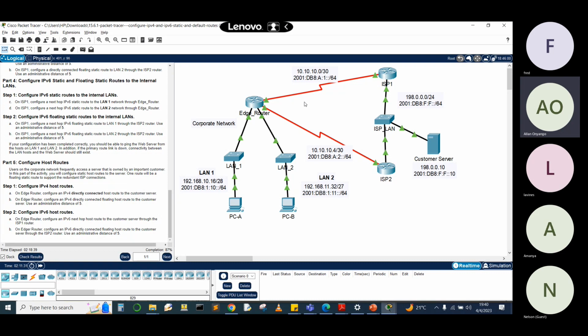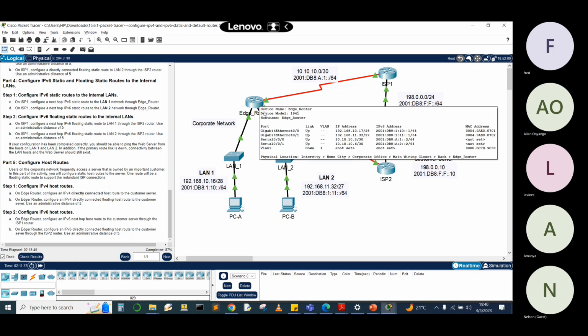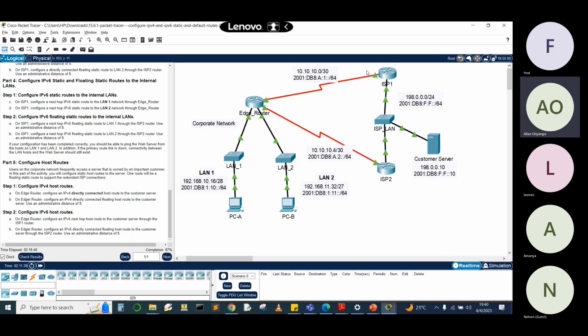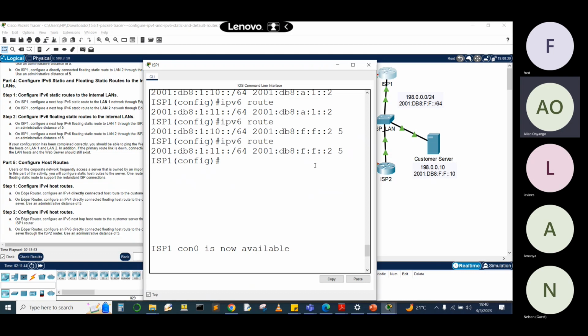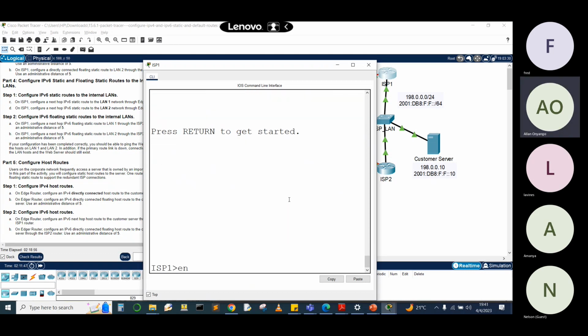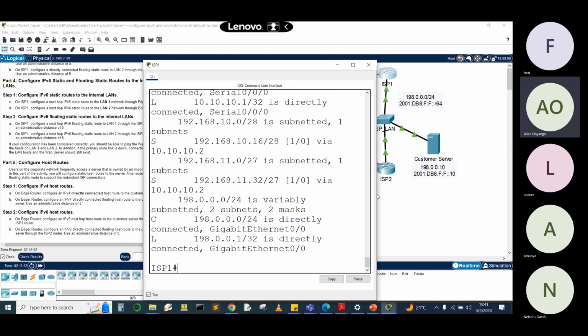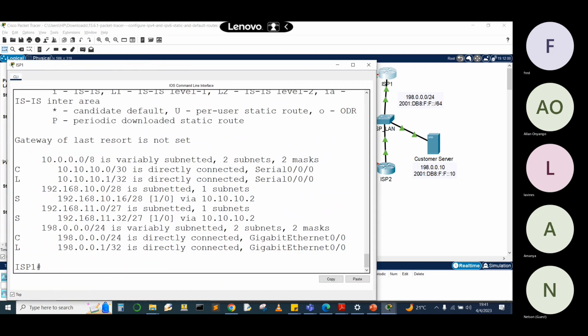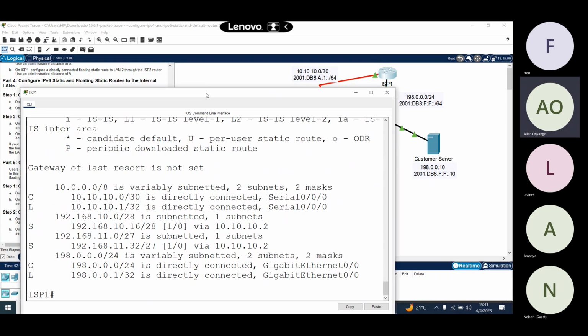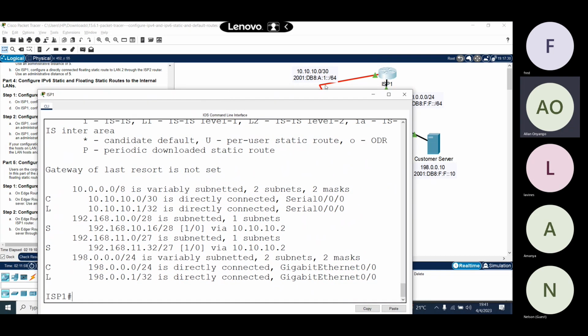So we need to know what the next hop is. The next hop from the edge router to ISP1 should be the IPv6 address of ISP1. So I'm going to need to open the routing table, show IP route. What I want to see is this IPv6 network, 2001:DB8:A:1. I need to know what is the IP on the side of ISP1. So 2001:DB8:A. So here we go.